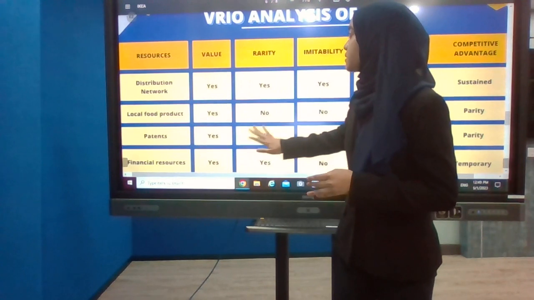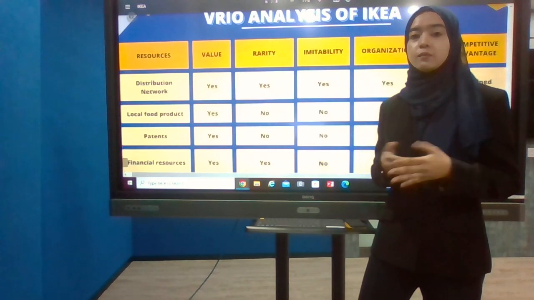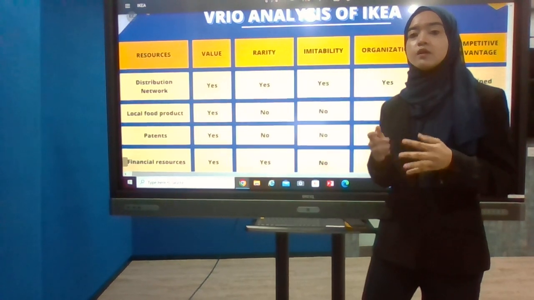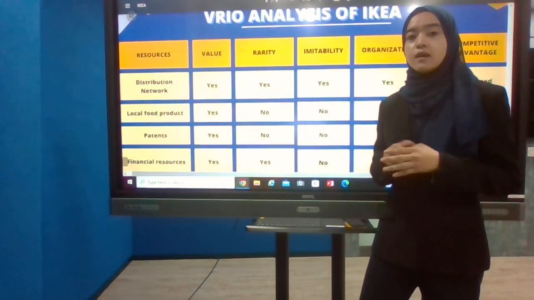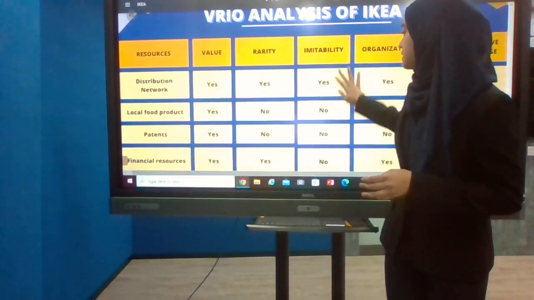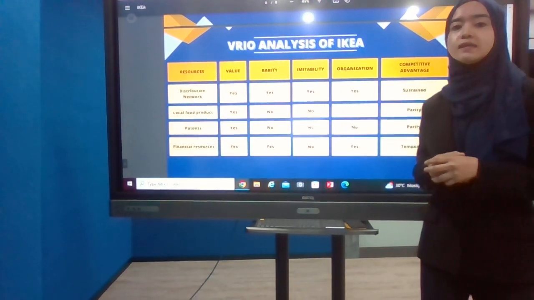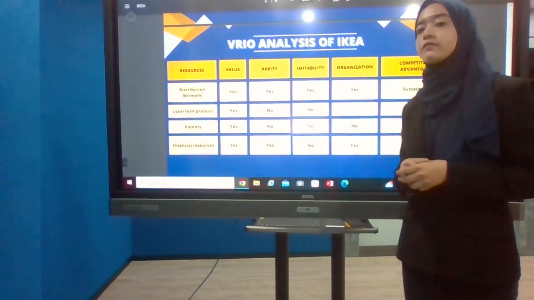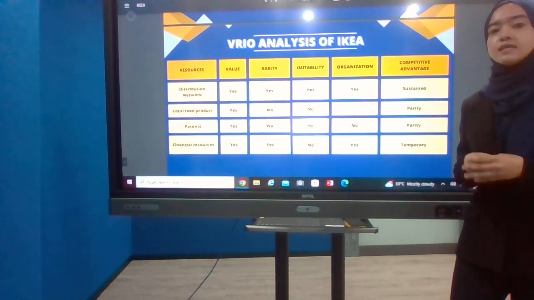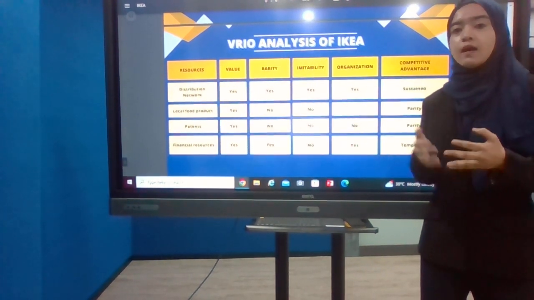Next, for the rare, which is no. The patents of IKEA are rare resources as identified by the IKEA VRIO analysis, where these patents are not easily available and are not possessed by the competitors. And this will allow IKEA to use them without interference from the competition. Next, for the imitability, which is no, where the patents of IKEA are very difficult to imitate as identified by the VRIO analysis of IKEA. This is because it is not legally allowed to imitate a patented product, and for similar resources to be developed and getting a patent for them is also a costly process.